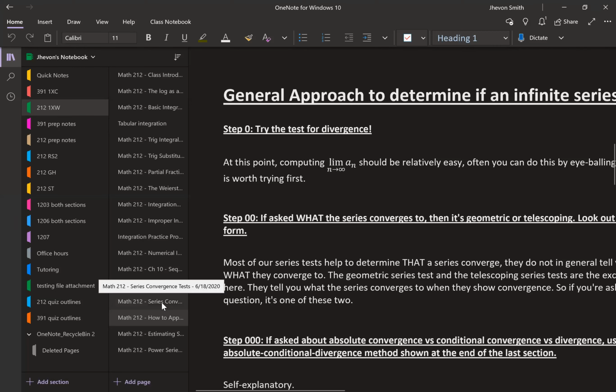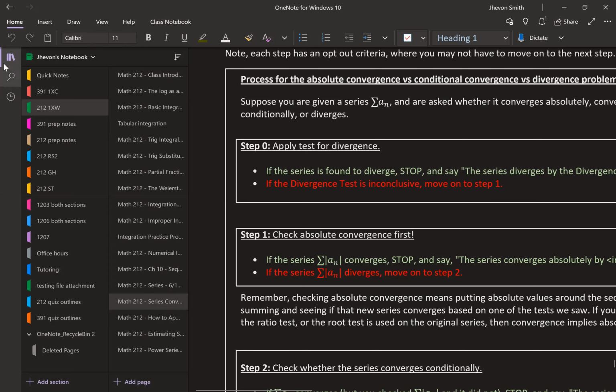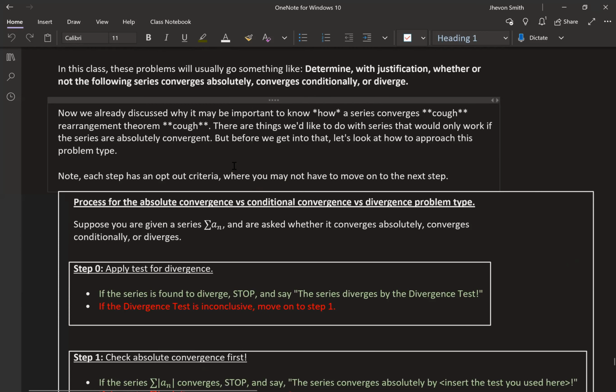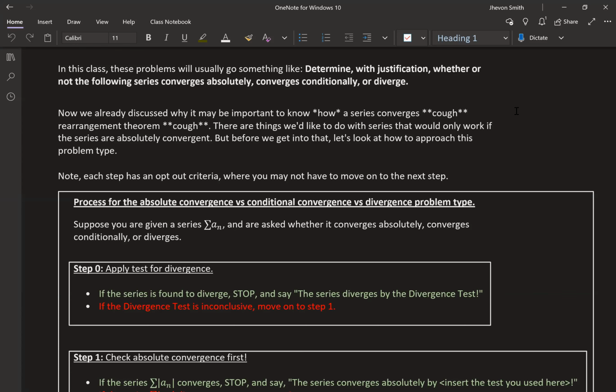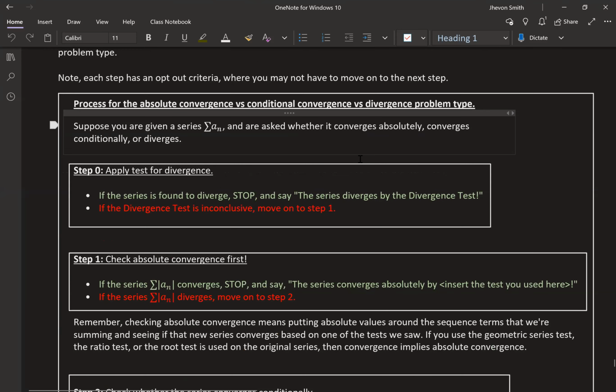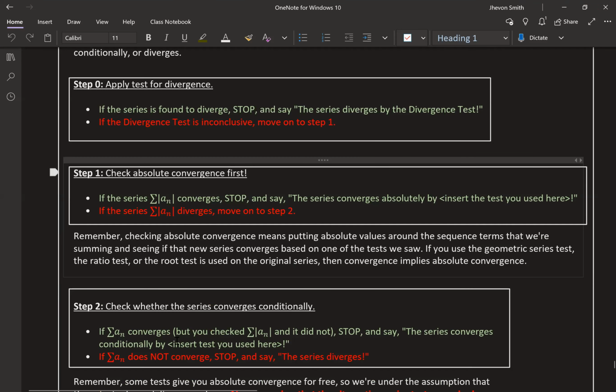One other scenario is sometimes you're specifically asked to determine whether the convergence is absolute or conditional or diverges. So these are questions that go along the lines of, okay, consider the following series. Does it converge absolutely? Does it converge conditionally? Or does it diverge? When that is the problem type, then what I told you earlier, you do that kind of thing, but you do it in this framework.